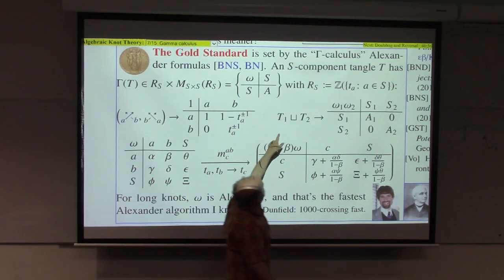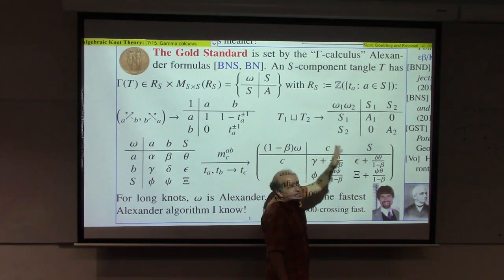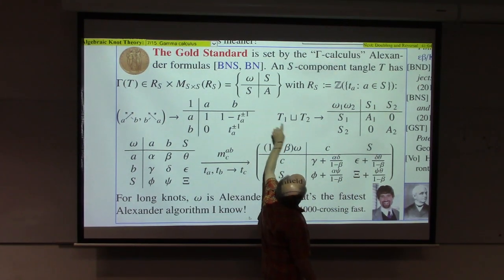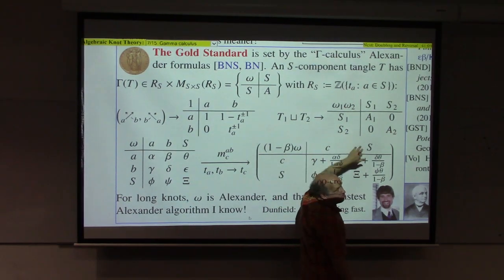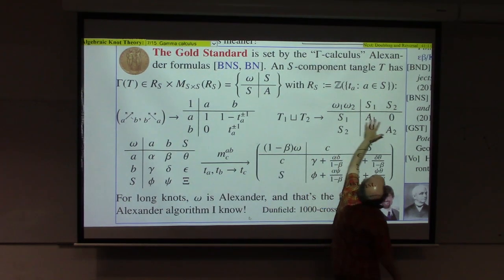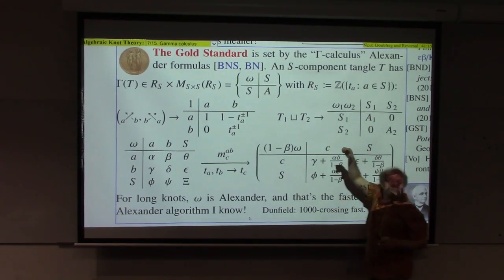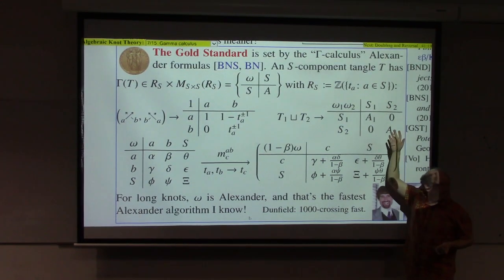Okay. Suppose you have the disjoint union of two tangles, how does the invariant behave? So the invariant of T1 will be a pair omega 1, matrix A1. The invariant of T2 will be omega 2, matrix A2. And for the resulting invariant of the disjoint union, well, you multiply the scalar parts and take the diagonal direct sum of the matrices.